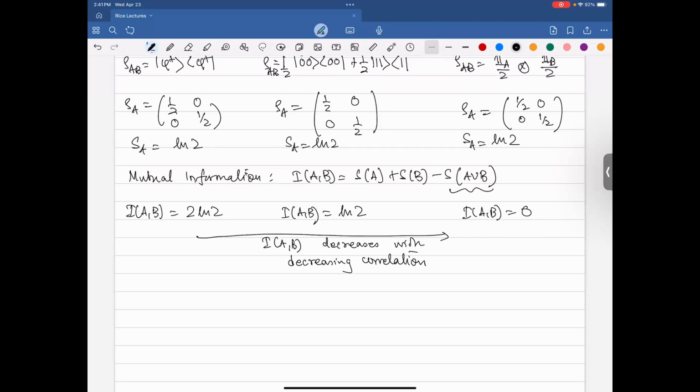So you see that the mutual information actually goes down as you decrease the amount of correlation. So you started with a maximally entangled state. And then you went to a state that is not maximally mixed, but it's somewhere in between. And then you have the maximally mixed state. And you see that the mutual information is just going down.